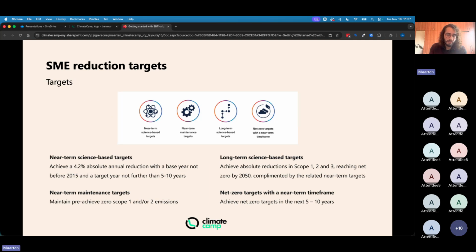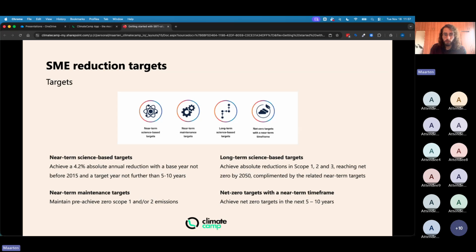Now, what targets do you set as an SME? You have two types of targets for near term, and you have two types of targets for net zero. Near term, it's the same as we've mentioned before, achieve a 4.2 absolute annual reduction each year, with a base year not before 2015, target year not further than 5 to 10 years. This is the general reduction target we know.